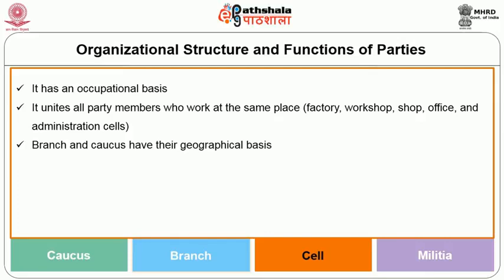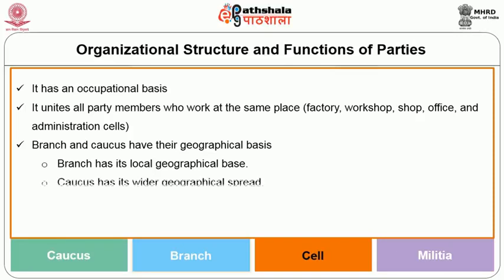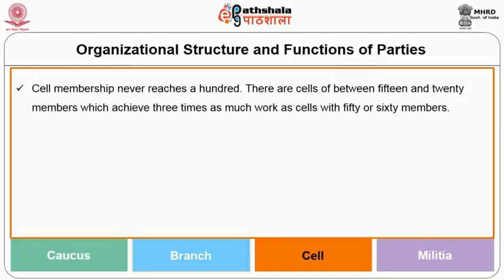To the contrary, branch and caucus have their geographical bases. The branch has its local geographical base and the caucus has its wider geographical spread. The cell is a much smaller group than the branch. Even the cell membership never reaches 100. There are cells of between 15 and 20 members which achieve 3 times as much work as cells with 50 or 60 members. It is absolutely permanent in nature.